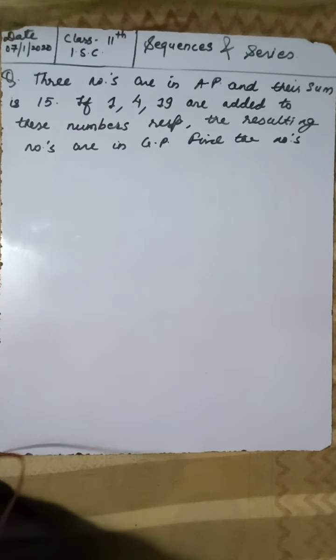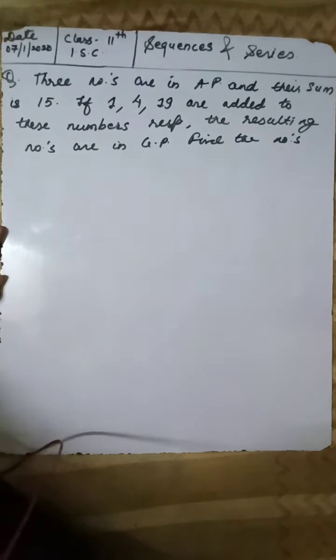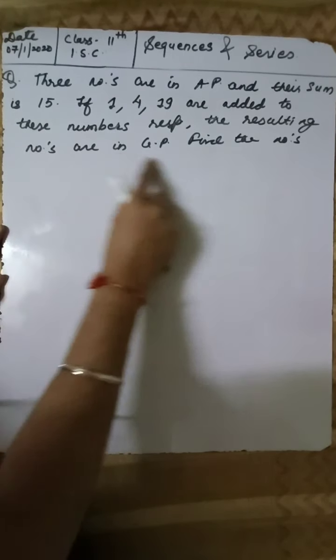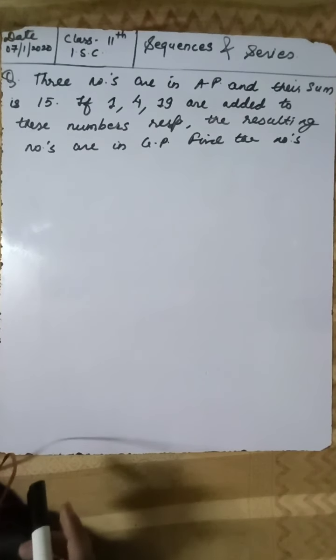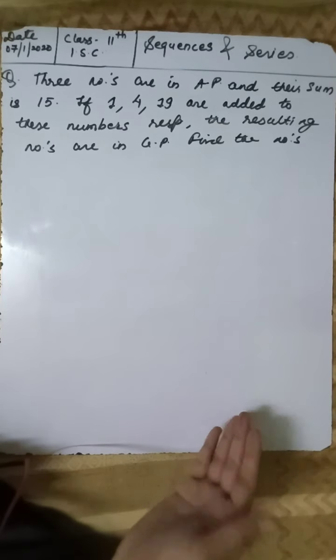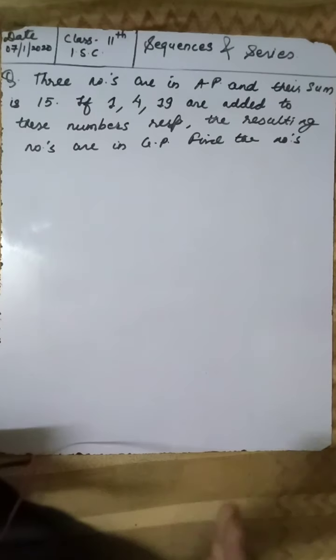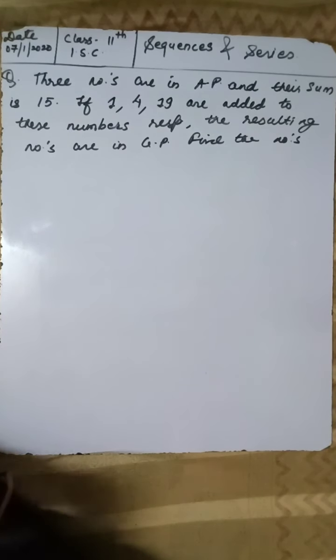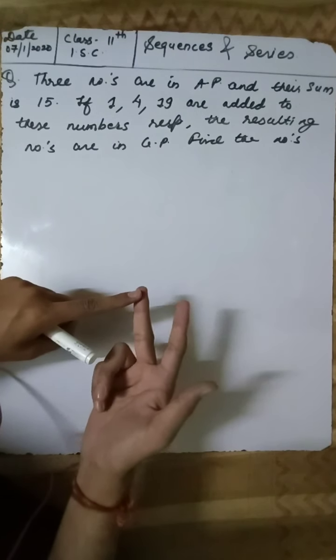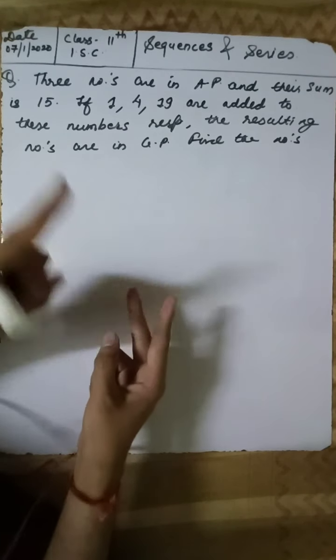Okay, so here we have the next question. Three numbers are in AP and their sum is 15. If 1, 4, 19 are added to these numbers respectively, the resulting numbers are in GP. Find the numbers. So the very first case which is given to us, the three numbers are in AP and their sum is 15. So we need to select those three numbers which could be helpful for us to eliminate one variable, because we have two unknown variables, that is a and d. If we are considering a as the first term and d is the common difference for this AP.